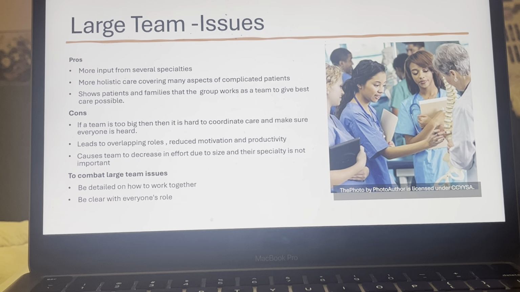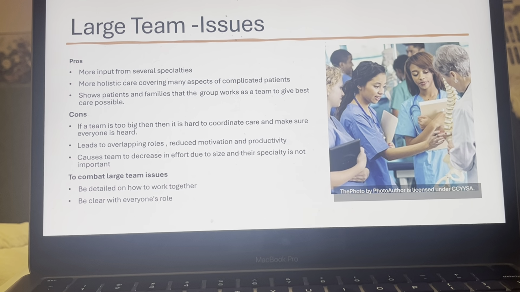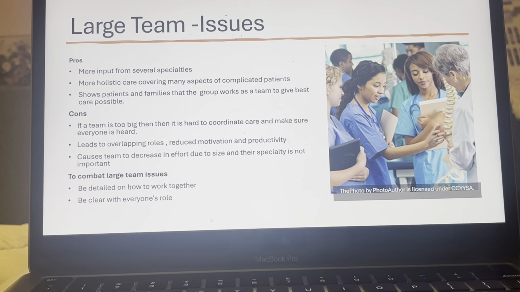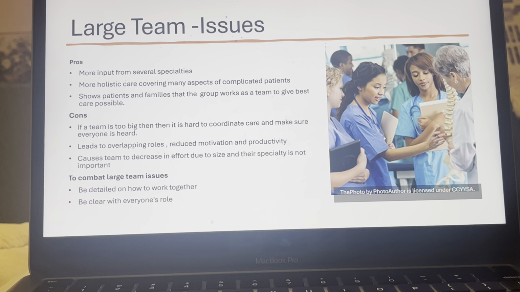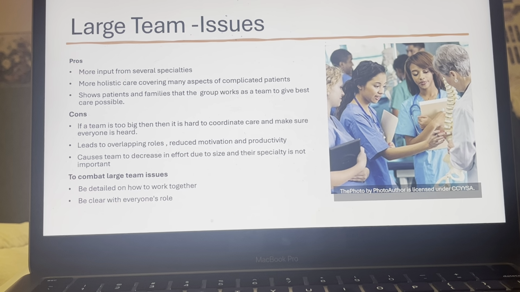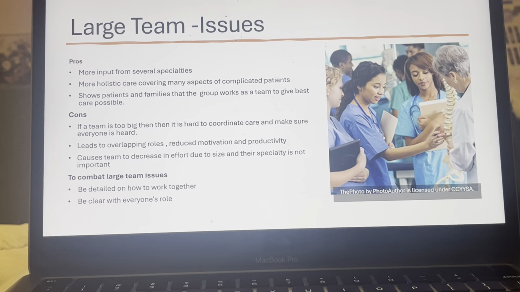How do we combat these issues? We need to have education on how to work together. If we don't have a program that gets all of us together for the better of the patients, then we need to make one. We can have in-services. We can go to different things, have a luncheon. We need to be clear with everybody's role. If we're clear with everybody's role, we're all in it for the same goal.